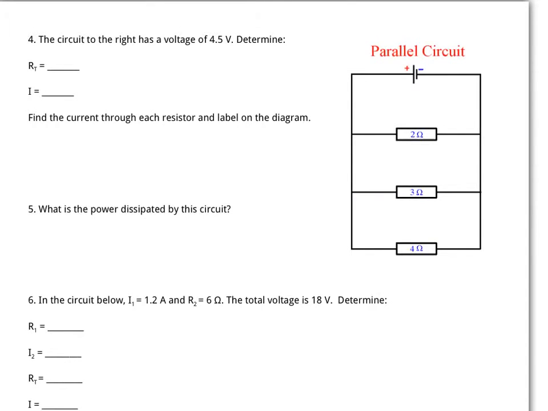Question 4 starts with parallel circuits. In a parallel circuit, we have multiple resistors and multiple pathways that current can follow. So, for example, in this circuit here, current leaving the battery has an option to go through this pathway, the middle pathway, or the pathway that's labeled here on the bottom.